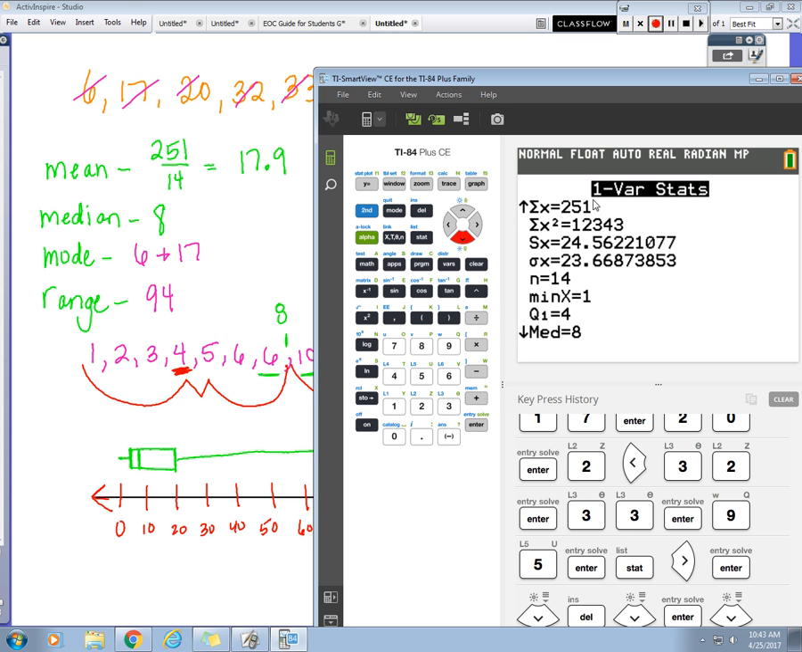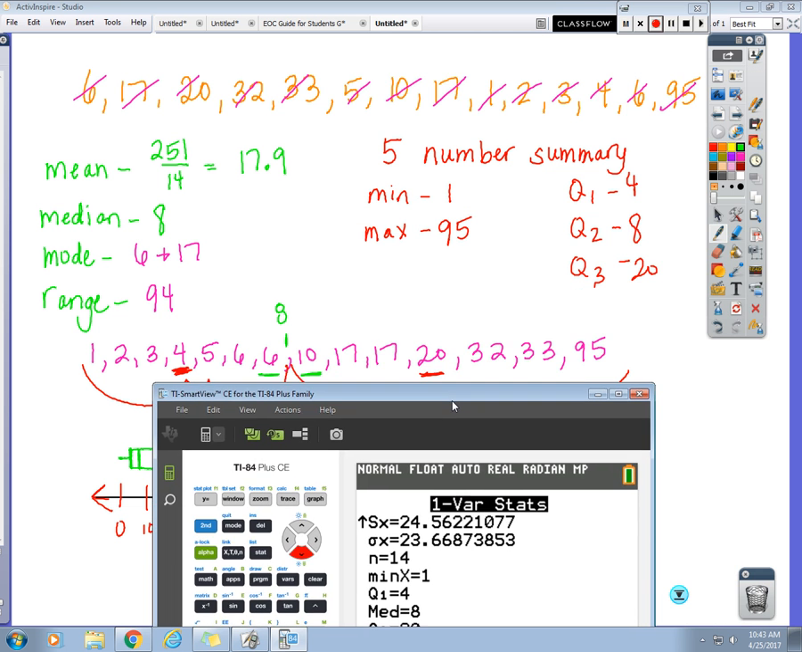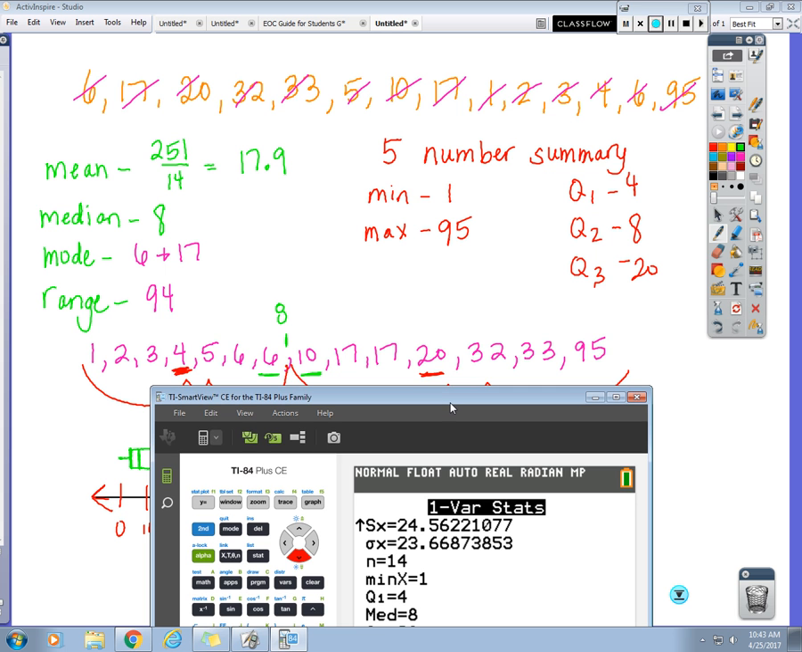The calculator does not tell you mode. You still have to figure that out on your own. And it doesn't say range equals, but it will tell you the max is 95, the min is 1, so you just have to subtract them. It also tells you your quartile 1, quartile 2, quartile 3: 4, 8, and 20. And isn't that what we got? And isn't that a lot faster to do in the calculator than to do it all by hand?